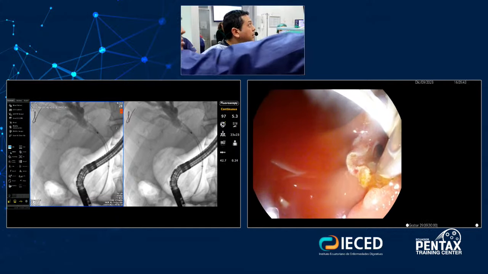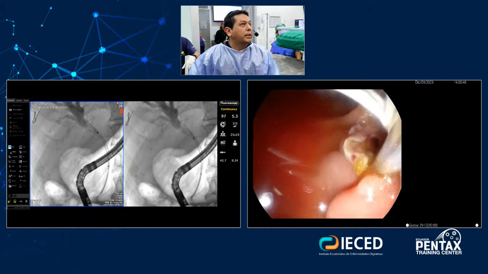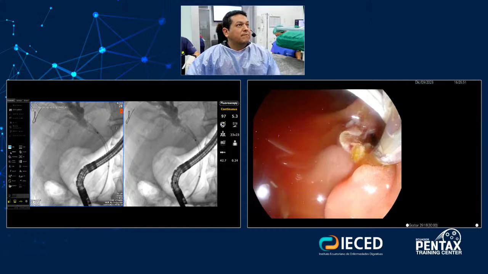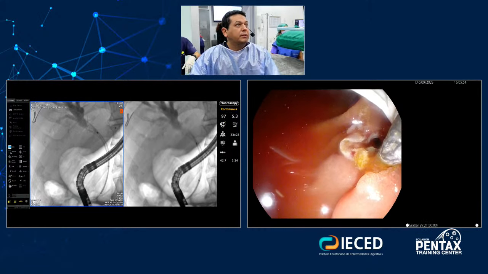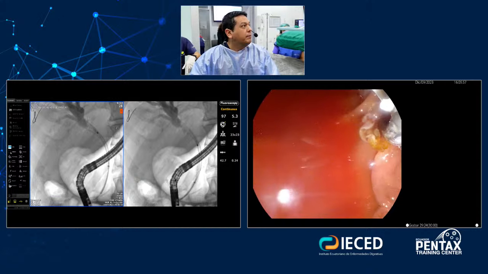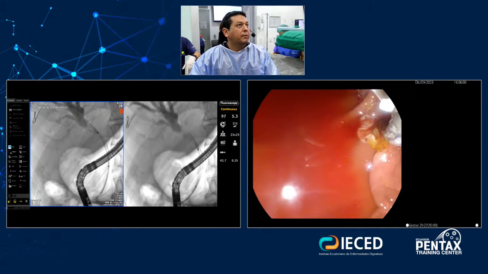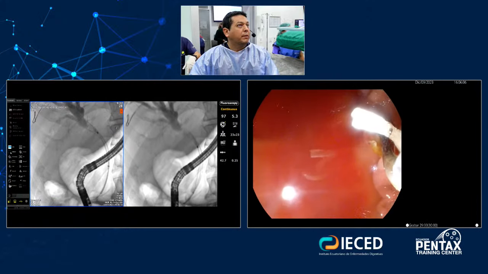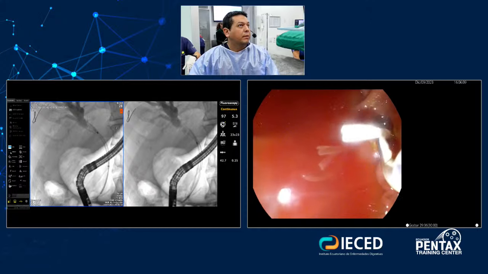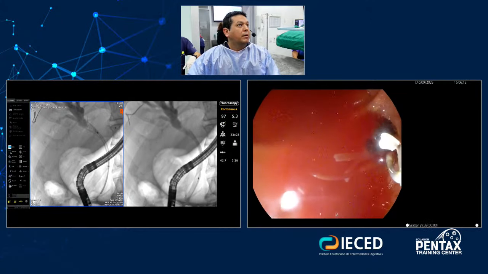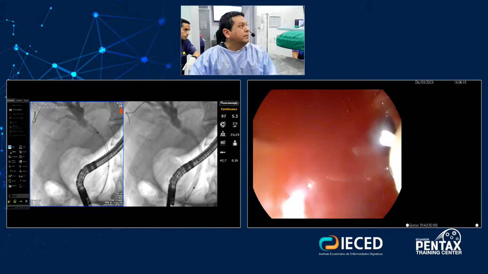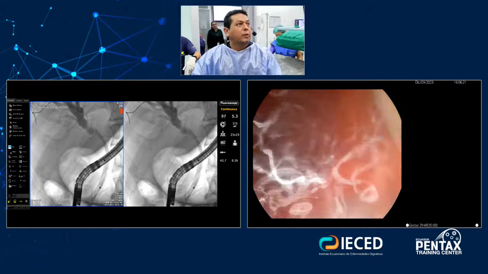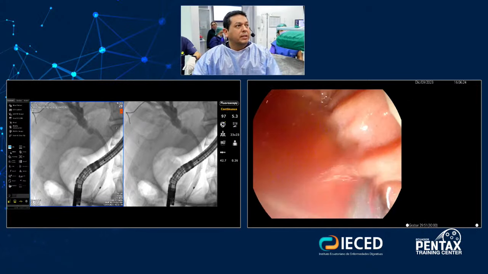Now I will make a stent reposition. You see here? Okay, abre. Abre todo. Abre. And the stent was very well placed. You can see now. And I finish my procedure. So this is the way how to deal with this kind of lesions.